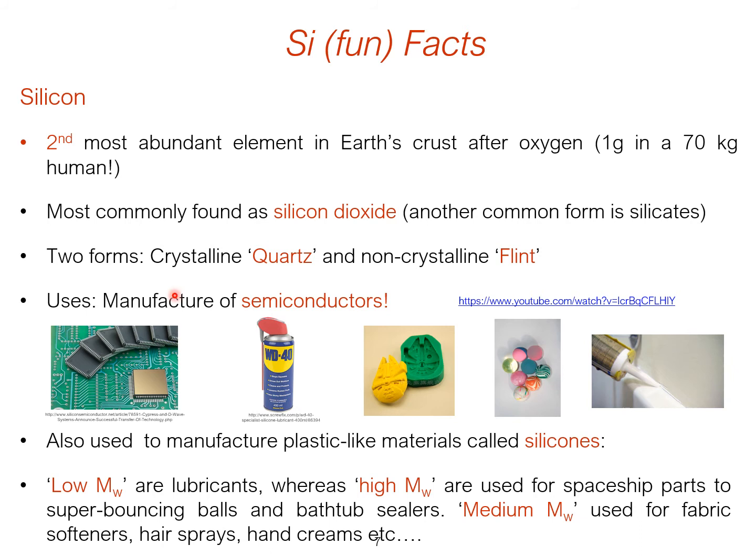But then it gets turned into other things, and there's quite a few uses for it. It's used a lot in the manufacture of semiconductors. Silicon itself is a semiconductor. And it's also used to manufacture plastic-like materials called silicones. They could have chosen a name that's slightly more different than silicon itself. But these silicones are polymer plastic-like materials, as I say.